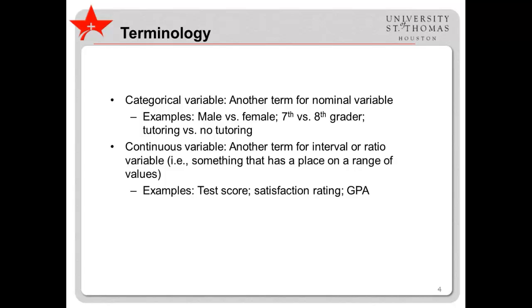In addition, there are terms for the level of measurement involved in a variable. Another term for nominal variables is categorical variable, referring to the fact that nominal variables involve categories. Examples include male versus female, 7th versus 8th grader, tutoring versus no tutoring. In contrast, a continuous variable is another term for interval or ratio variable, that is, something that has a place on a range of values. Examples include test score, satisfaction rating, and GPA.